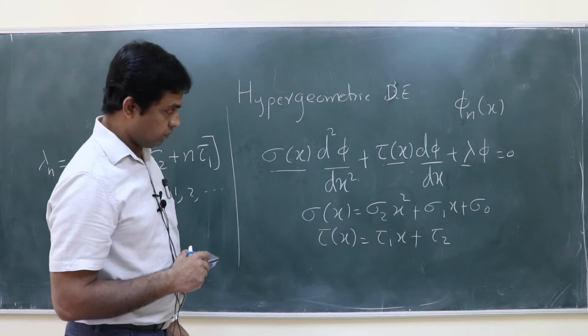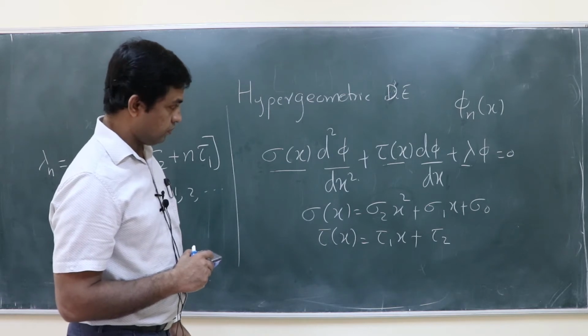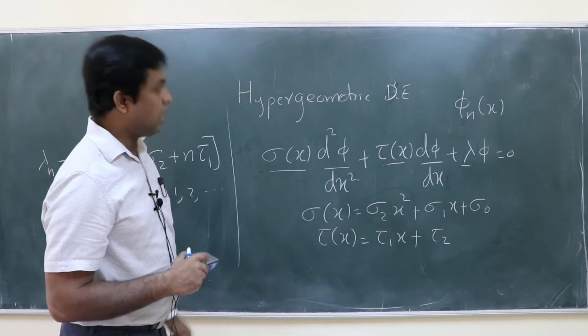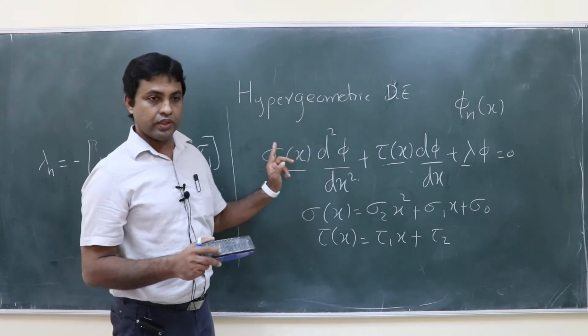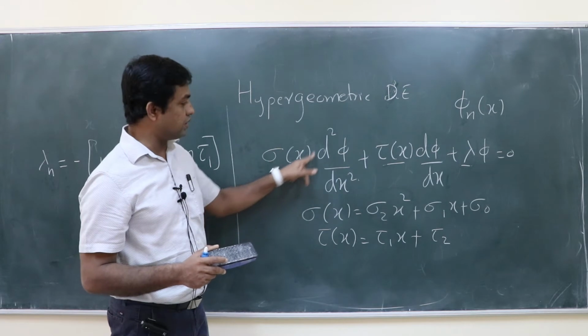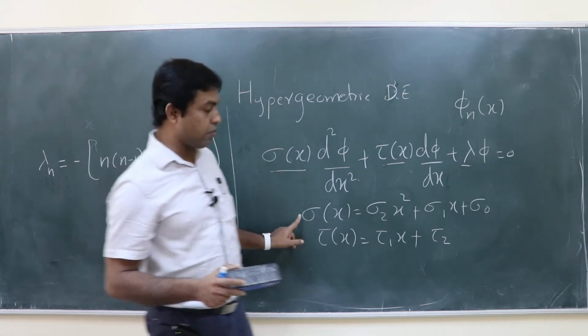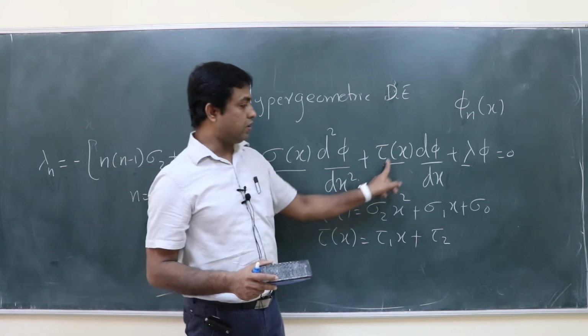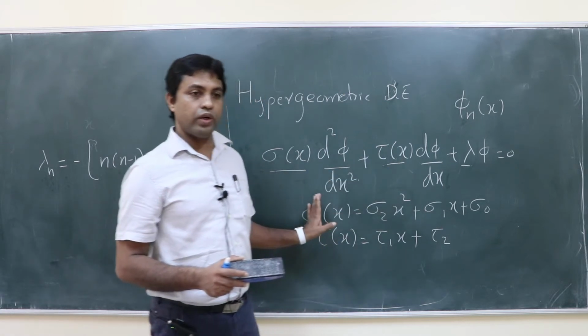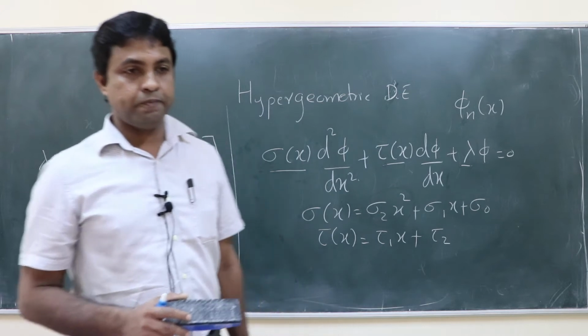Can sigma and tau be of higher power of x, or only this much? We are talking about hypergeometric differential equations. In them, sigma of x is of second order and tau of x is of first order. So we are not talking about anything else.